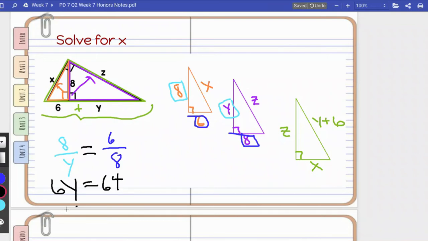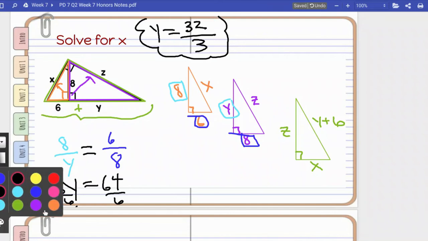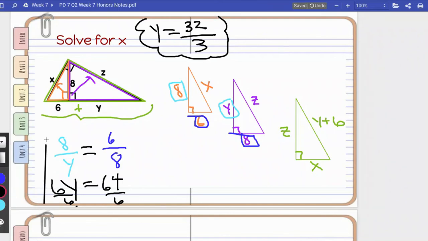And I'm going to divide both sides by 6. When I divide by 6 on both sides, I get a wacky number, and that's okay. We'll reduce this fraction, and we're going to get y equals 32 over 3. We want to leave it as an improper fraction. That was getting the value of y.